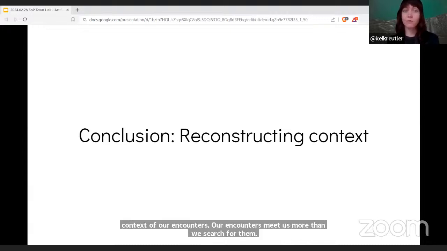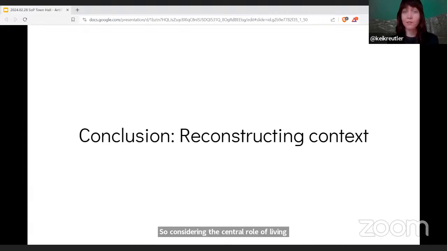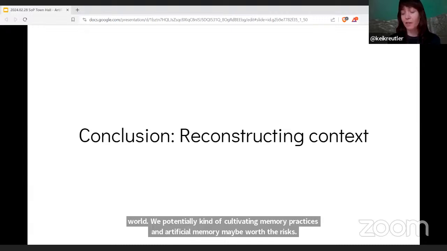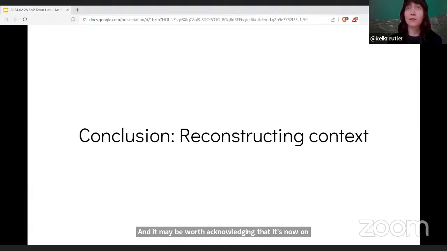So considering the central role of living memory in shaping our consciousness and understanding of the world, we may be intentionally cultivating memory practices, and artificial memory may be worth the risks. And it may be worth acknowledging that it's now on us not to interpret context, but to reconstruct it as best we can.